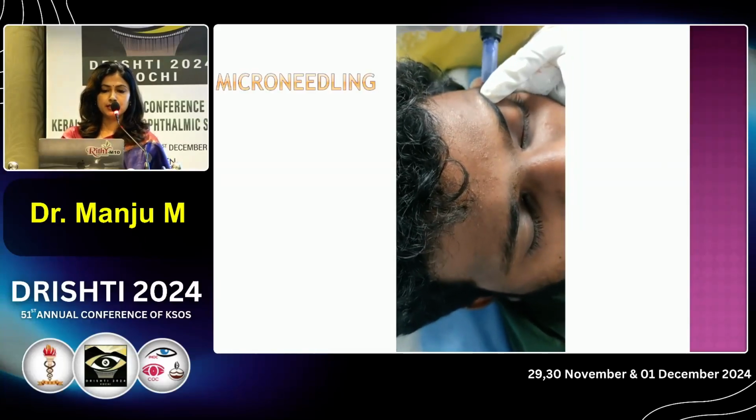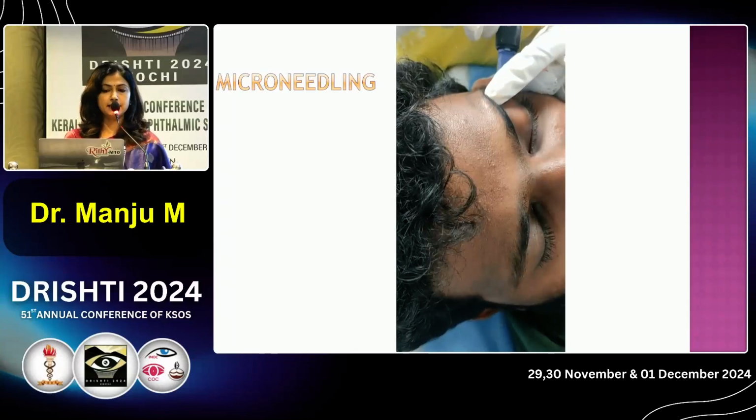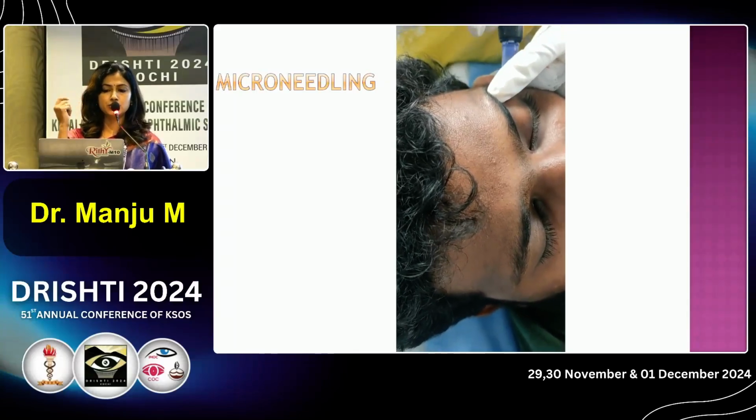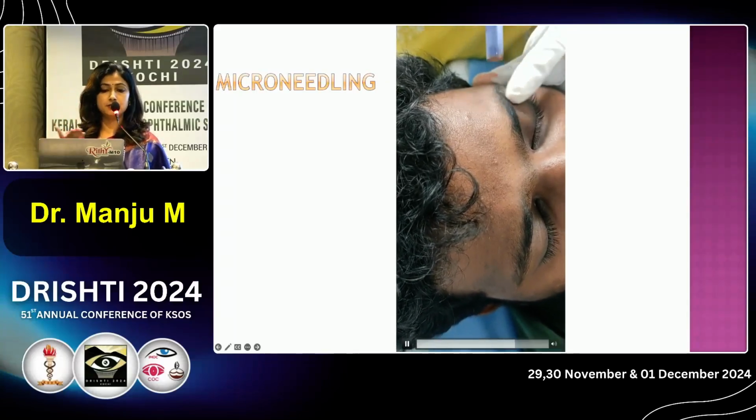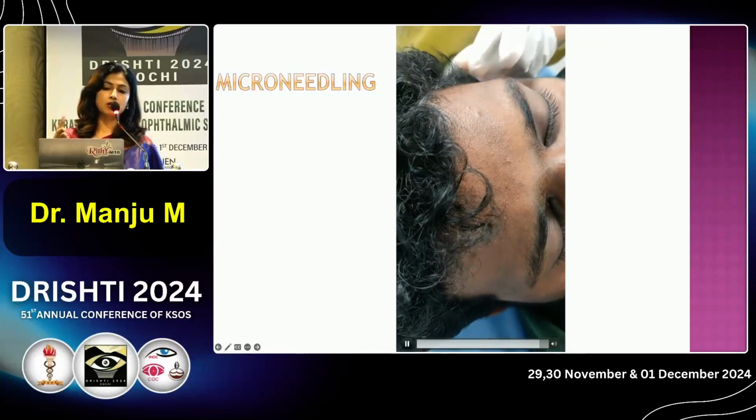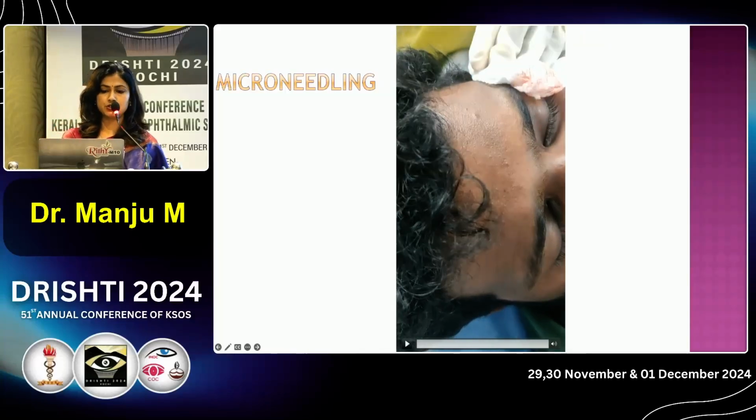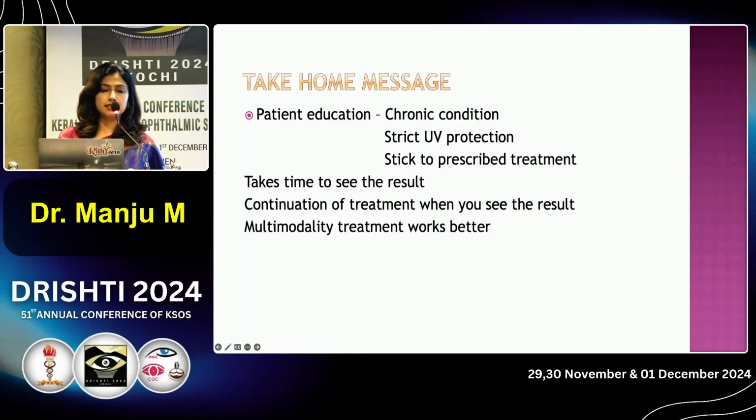This is the microneedling. We use the derma pen. We are creating micro injuries around the eyes, and microneedling can also be used along with PRP as a part of rejuvenation. So the take-home message is, the main thing is we have to educate the patient.